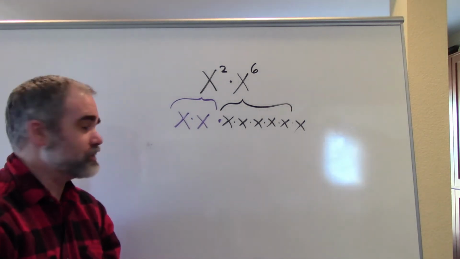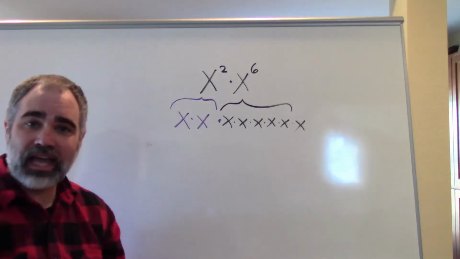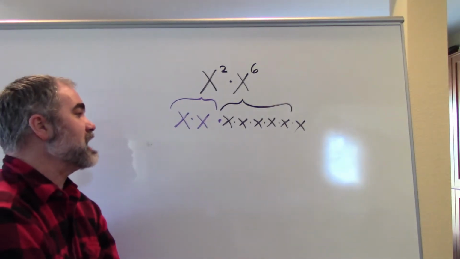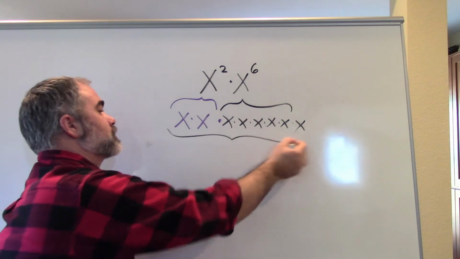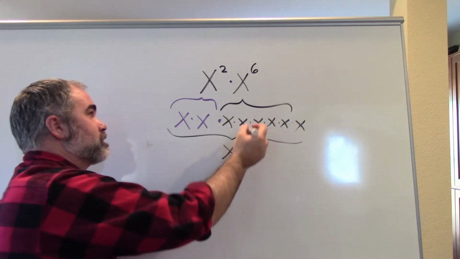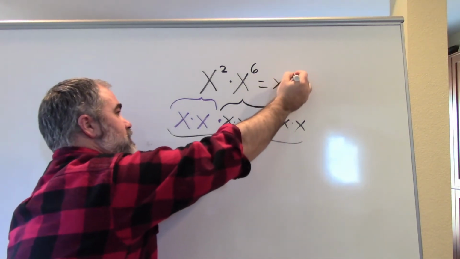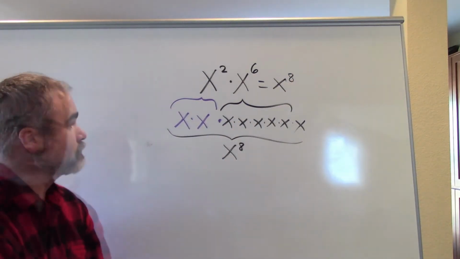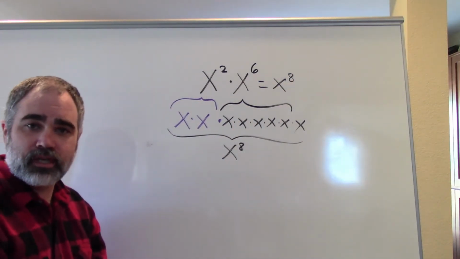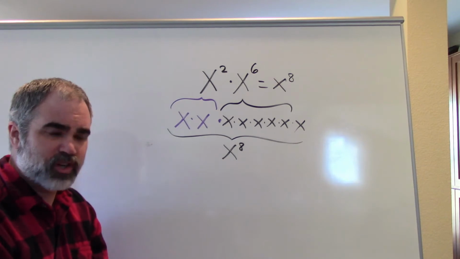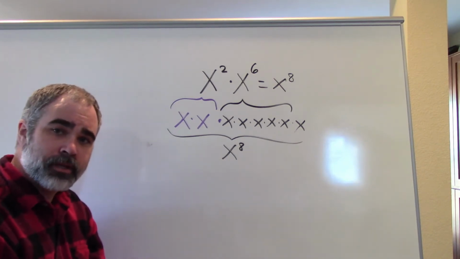So let's see if we can put that together. How many x's do you actually have here? You've got 8 of them. This whole thing is actually x to the 8th power. So if I simplify these two together, it gives me x to the 8th. Now, do you think that this can give us a strategy, is there a shortcut? Is there something that we can do here?